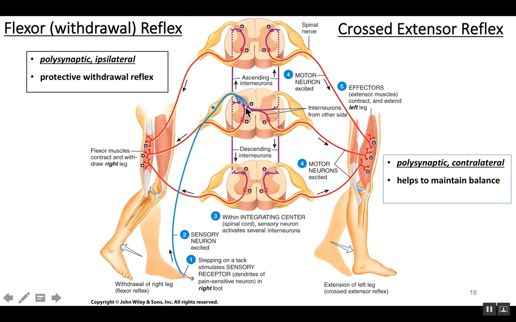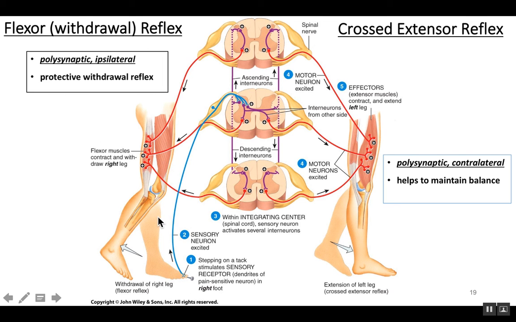All kinds of synapsing occurs, but let's follow what happens on the same side. We stimulate a flexor muscle. That's a hamstring. A hamstring flexes that knee. Flexing the knee allows you to withdraw that leg from the painful stimulus. So if you touch something painful, you can withdraw that leg from the painful stimulus using this flexor withdrawal reflex. It's polysynaptic, it's ipsilateral, and it helps you respond to that dangerous stimulus.